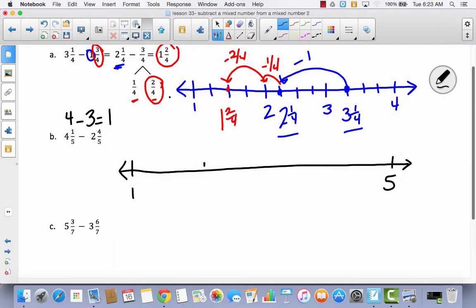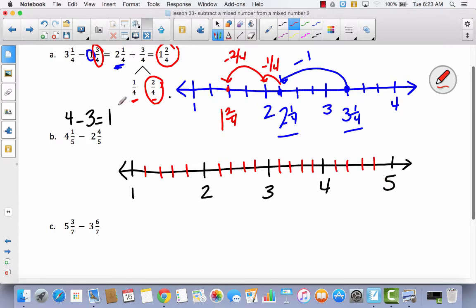I'm going to go ahead and put 2, 3, 4 in here. And these are fifths, so I have to draw 4 lines. I'm going to go ahead and do this in a different color so they're easier to see. 1, 2, 3, 4. 1, 2, 3, 4. And there are my fifths, okay?